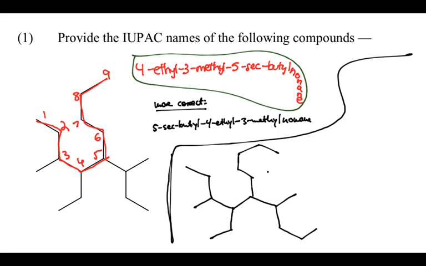Okay, so now let's see. We can do this together. The main chain would still be the same, but now it's a decane, okay? So we would start numbering over here. 1, 2, 3, 4, 5, right? 6, 7, 8, 9, 10. Okay, so far so good, right? And so it would still be a 4-ethyl, 3-methyl decane, right?